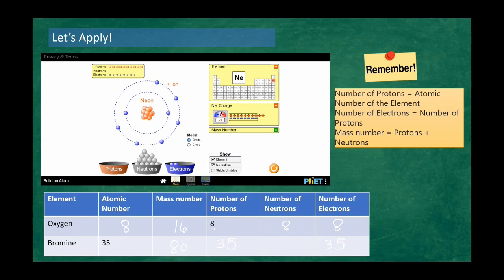Write the answer in the chat box. 80 minus 35, that is the number of neutrons of bromine. 80 minus 35, you will get what? Okay, very good, Marwin. Shermel, that is correct. So, 45. So the number of neutrons is 45.